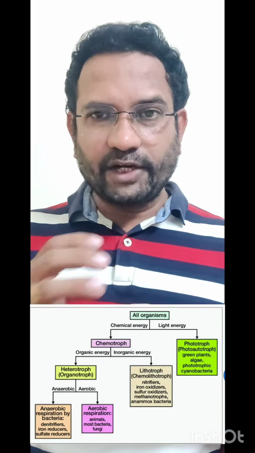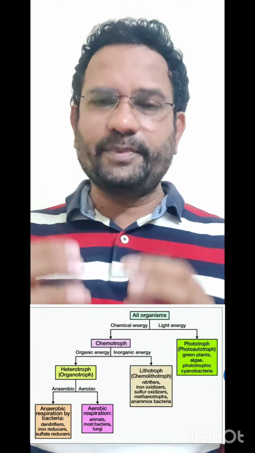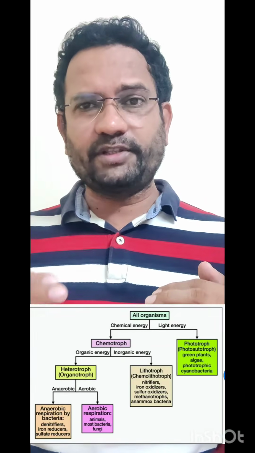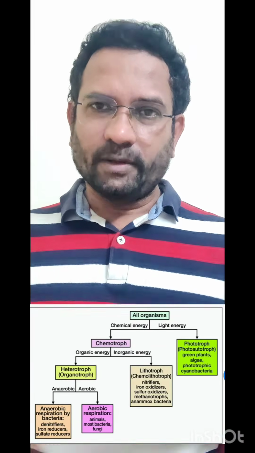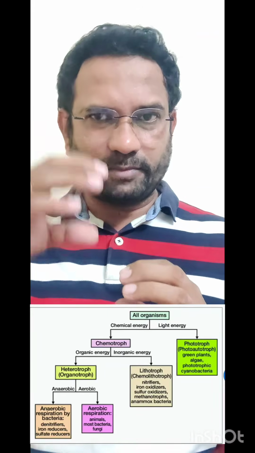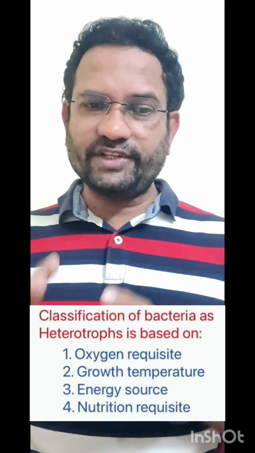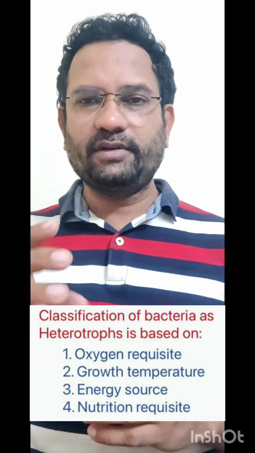So the question is about heterotrophs. The entire classification is based on energy requirement. Again, heterotrophs are classified as anaerobic and aerobic based on their oxygen requirement. But heterotrophic classification is completely based on energy source. So the answer for this question is option 3, energy source. Classification of bacteria as heterotrophs is based on energy source.